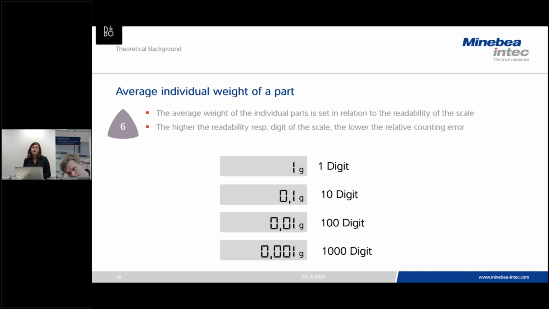So the last but not least influencing factor is the average individual weight of a part. The average weight of an individual part is set into relation to the readability of the scale. The higher the readability, or respectively the digit of a scale, the lower the relative counting error. So for example, when we have a readability of 1 gram, we have 1 digit. If we have a readability of 0.1 gram, we have a readability of 10 digits, and so on. So this depends on the resolution of the scale.